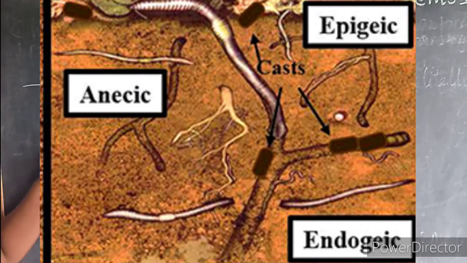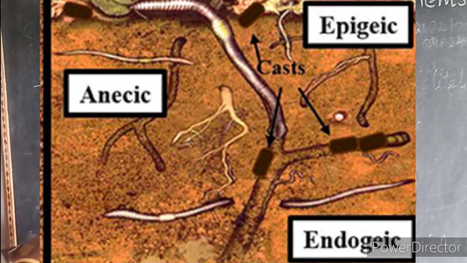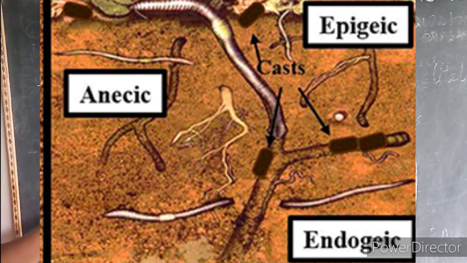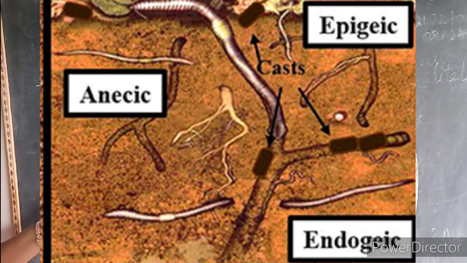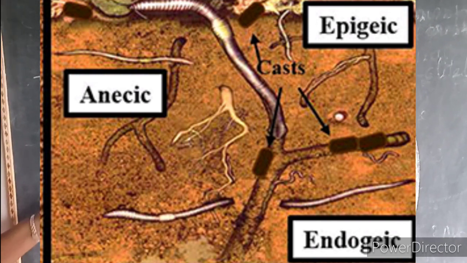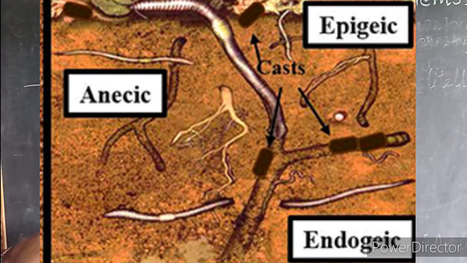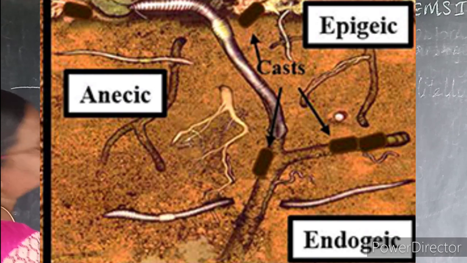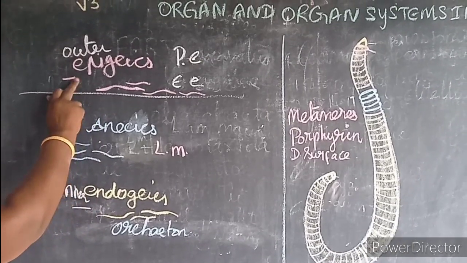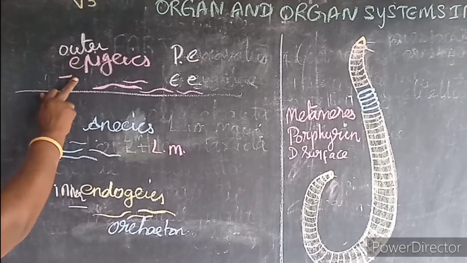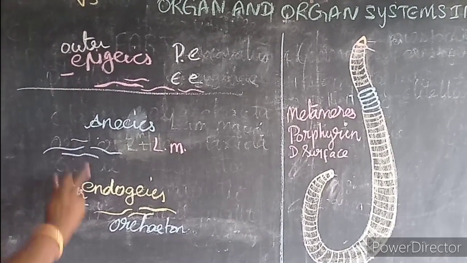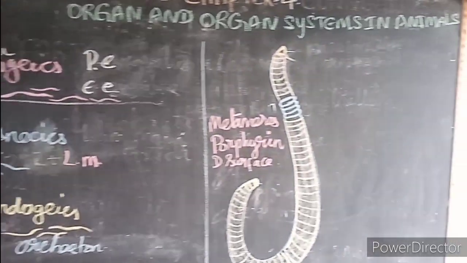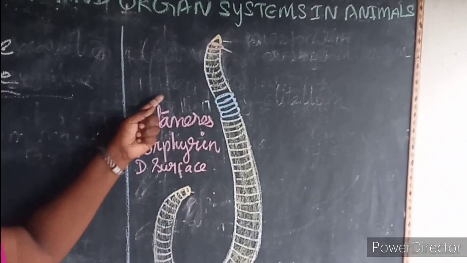Then anecic, you can see it in the middle of the soil. Example, Lampito mauritii. Then endogeic means inner. This type of earthworm you can see in the deep layers of the soil. Example, Octochaetona thurstoni. So what are the types of earthworm based on the habitat? First one is epigeic, second one is anecic and third one is endogeic. It's a 3-mark question.